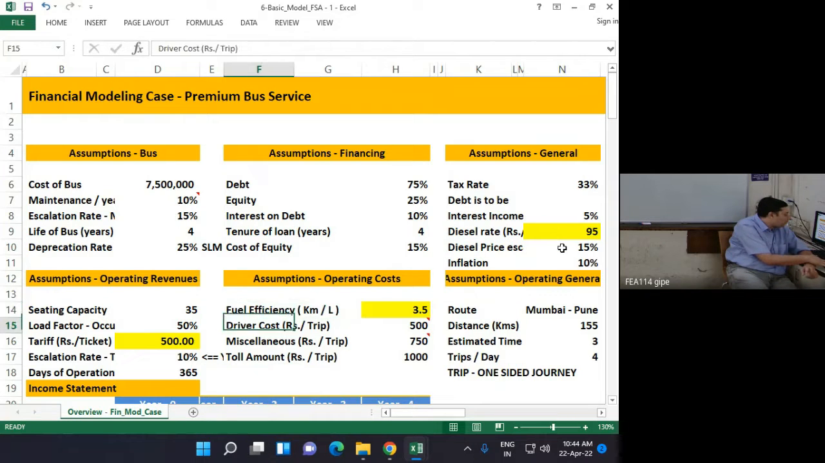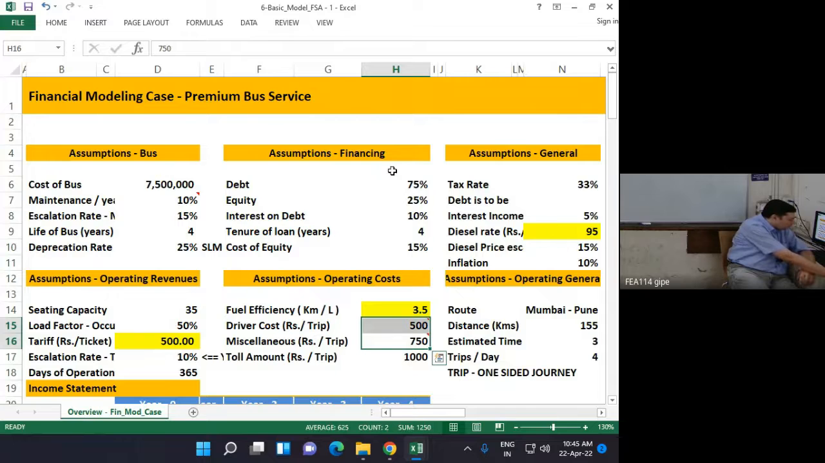Apart from fuel, you will have driver, miscellaneous and toll amount given at a per trip level. Driver and miscellaneous are going to increase. Driver miscellaneous cost will inflate at a rate of 10%, whereas toll generally changes over a period of 5 to 10 years. So toll we will consider is going to remain constant during the time we are operating this business. 1000 rupees per trip. Toll change nahi hoga second year onwards. Miscellaneous or driver cost will increase.